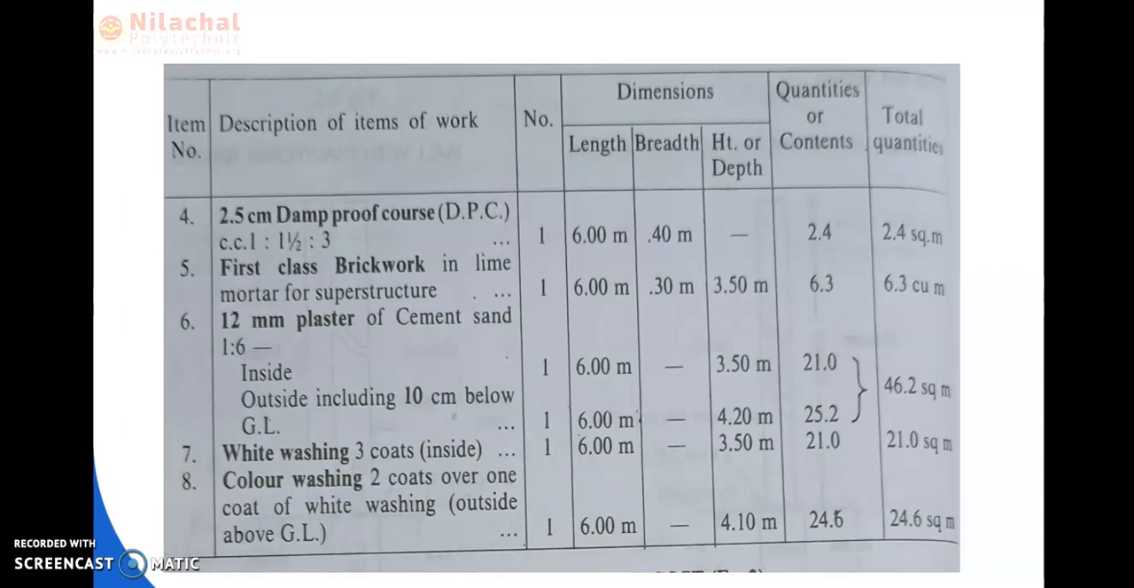In the question, 12 mm thick plastering with 1:6 ratio is provided. So it means the thickness of plastering is 12 mm, and the ratio of cement and sand is 1:6. It means 1 is the amount of cement, and 6 times the amount of cement we add as sand.